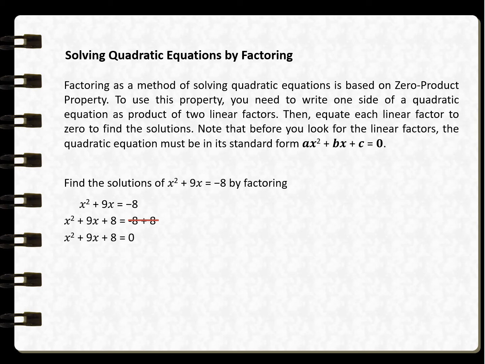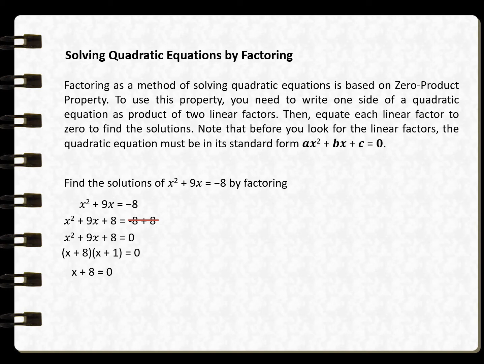Now that it is on its standard form, pwede na natin siyang i-factor. So, using yung FOIL method, the factors of x squared plus 9x plus 8 is equals to x plus 8 times x plus 1. So, yung reverse ng FOIL, ito yung sagot natin. So, kailangan natin siyang i-equate sa 0. So, nag-start tayo sa x plus 8 equals to 0. Yun ang ibig sabihin ng equate sa 0. Magiging x plus 8 equals to 0 at x plus 1 equals to 0.